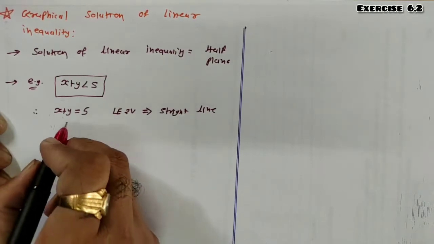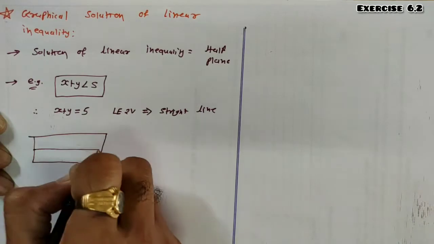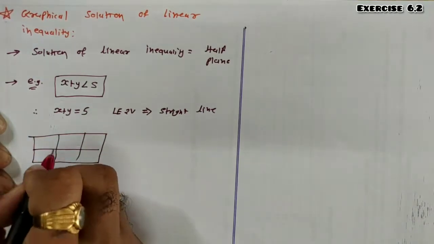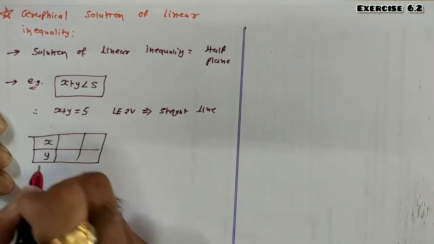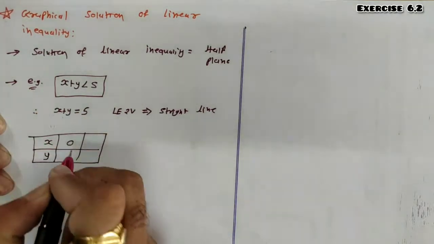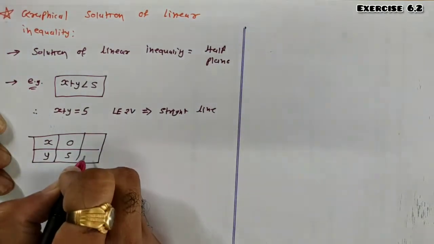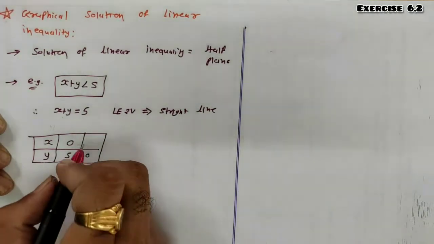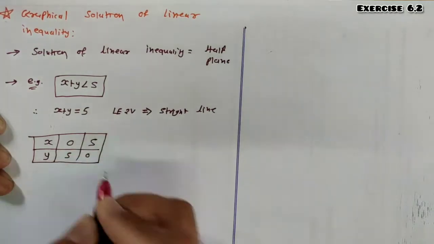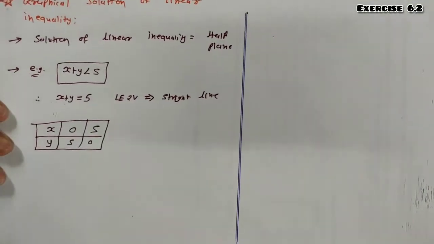So how can we draw the graph? For that we have to draw one coordinate box, considering different values of x and y. If we consider x equal to 0, the corresponding value of y is 5, and if we consider y equal to 0, the corresponding value of x is 5. So we are getting two points on the line, and now we can draw the graph of this straight line.